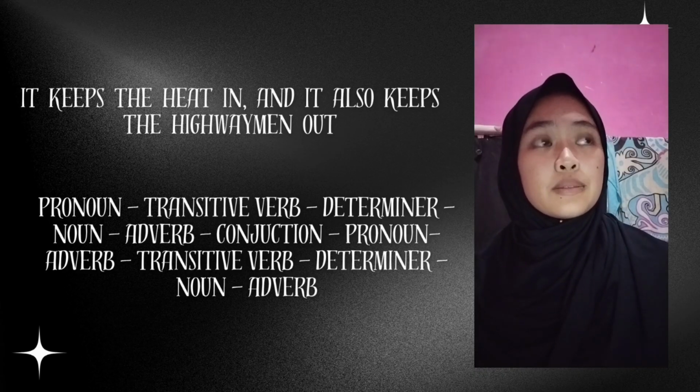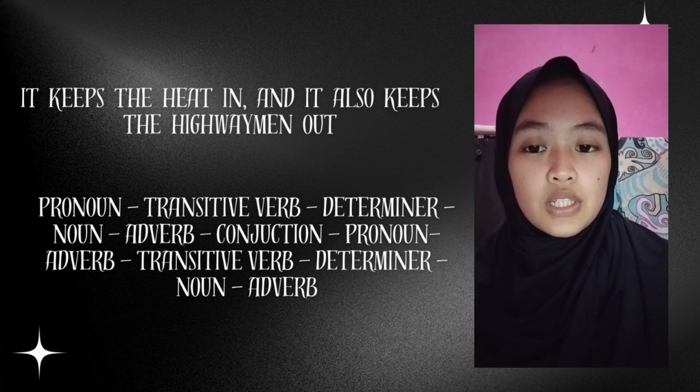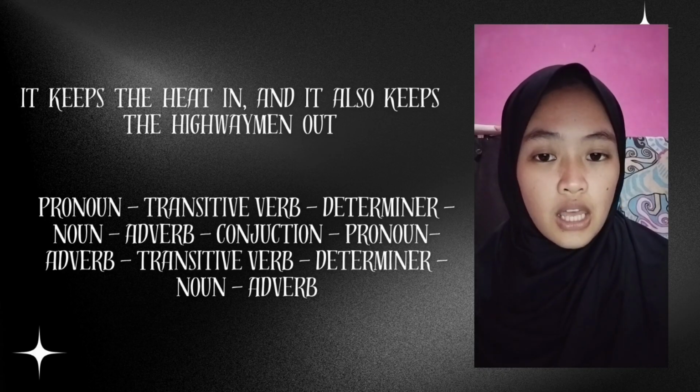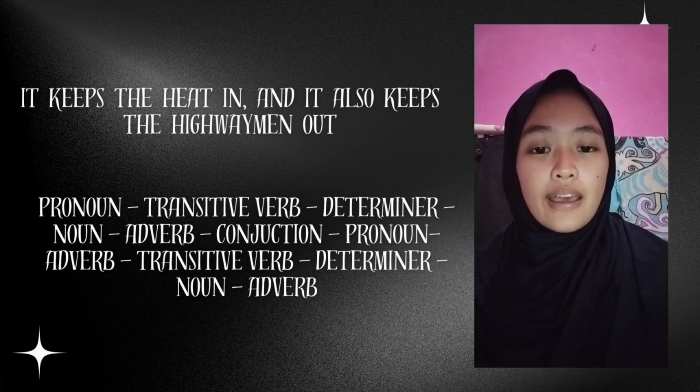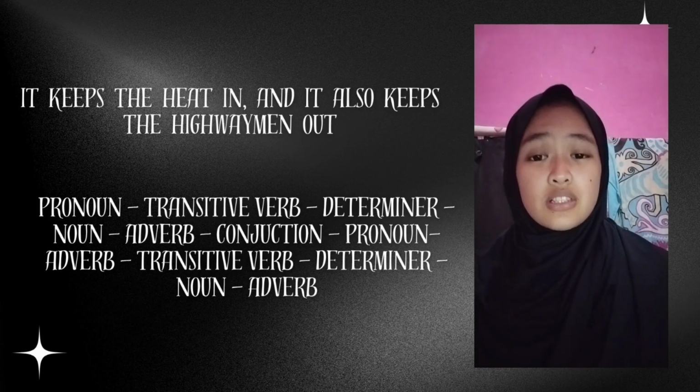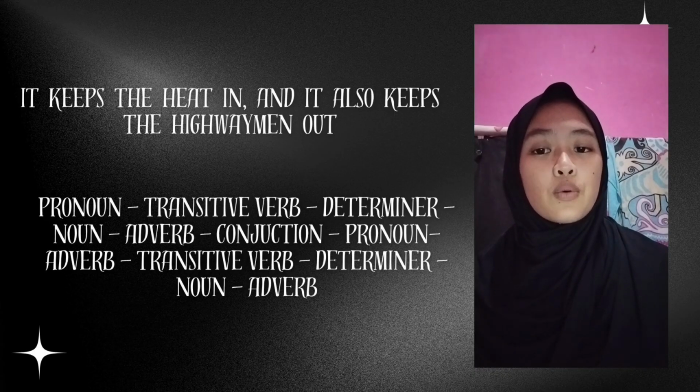And then in conclusion, this sentence is a compound sentence consisting of two independent clauses connected by the conjunction and. The word categories and sentence structure show how each element functions within the sentence.